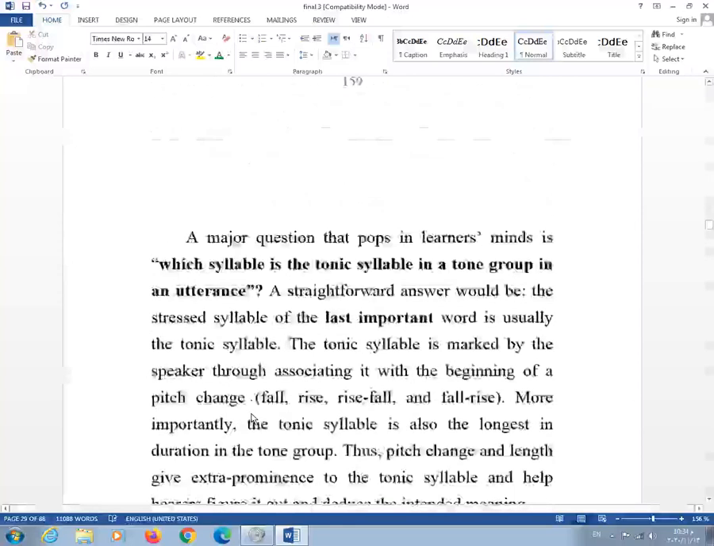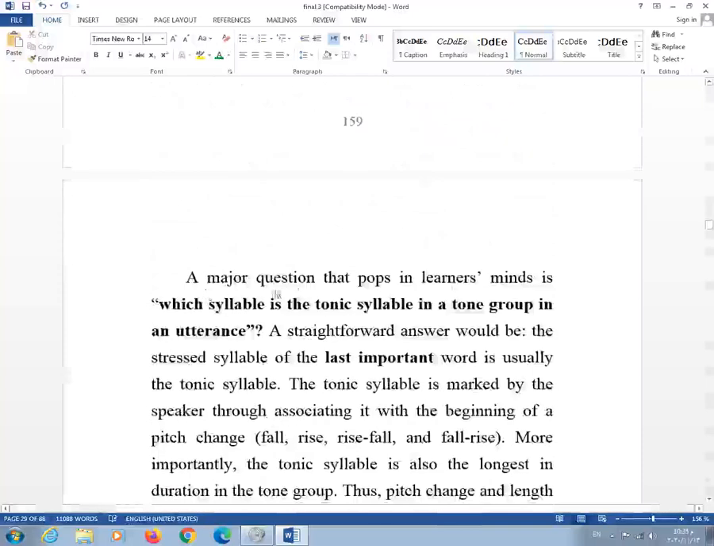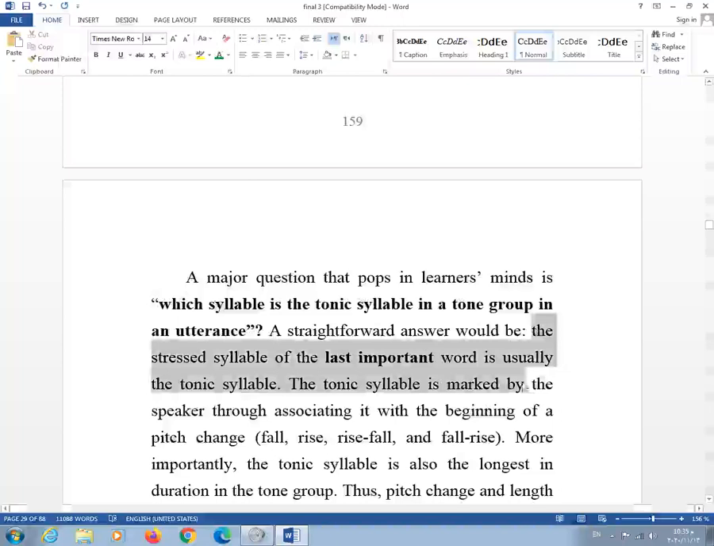Okay, let's know more about the tonic syllable. What's a tonic syllable? A major question that pops into learners' minds is which syllable is the tonic syllable. We said the tonic syllable is the syllable that carries the tone. What does tone mean? It means my voice either goes up or down. I change the pitch, either falling, rising, or falling-rising, and so on. So the question that is actually asked by everyone is which syllable is the tonic syllable in a tone group in an utterance? And a straightforward answer would be: I want to color this. Yes.